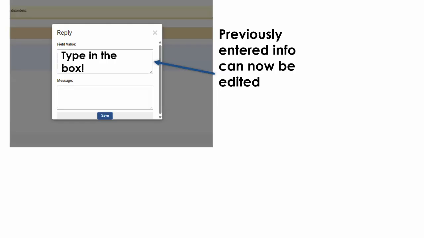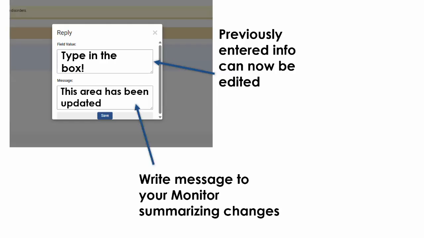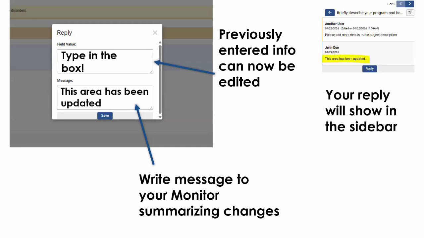After addressing the revision request to the best of your ability, this is how you generate the newly required reply message to acknowledge the original question or edit. Once these steps are completed, your response will appear in the sidebar under your name. In this example, we see that John Doe stated, "This area has been updated."